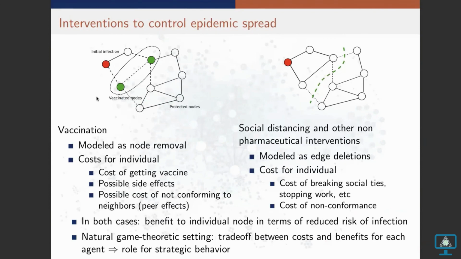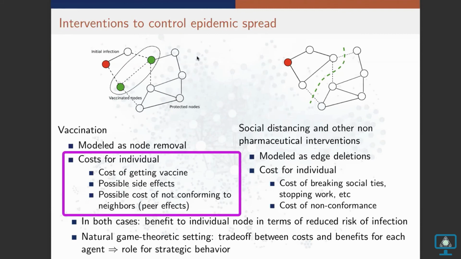And a vaccination strategy can be modeled as a node removal. So in this network here, if these two green nodes are vaccinated, and we'll assume it has perfect efficacy, they can be removed from the network. And then it blocks off the disease from going from the part on the left to the part on the right. So there are various costs for an individual in getting vaccinated or complying with a vaccine policy.